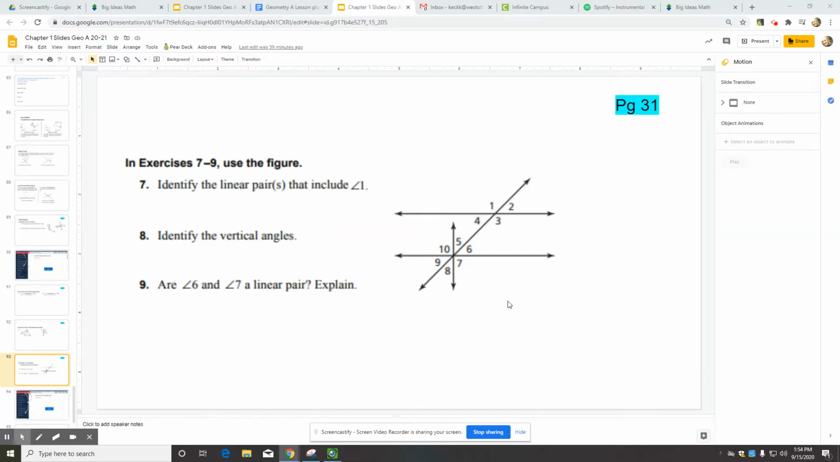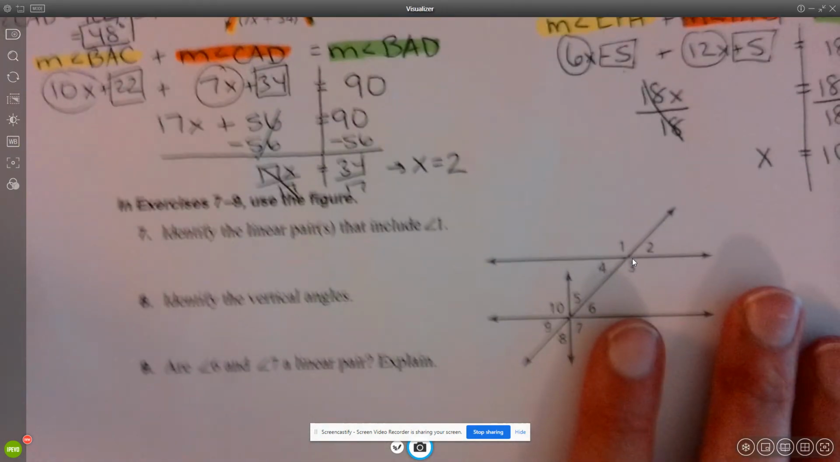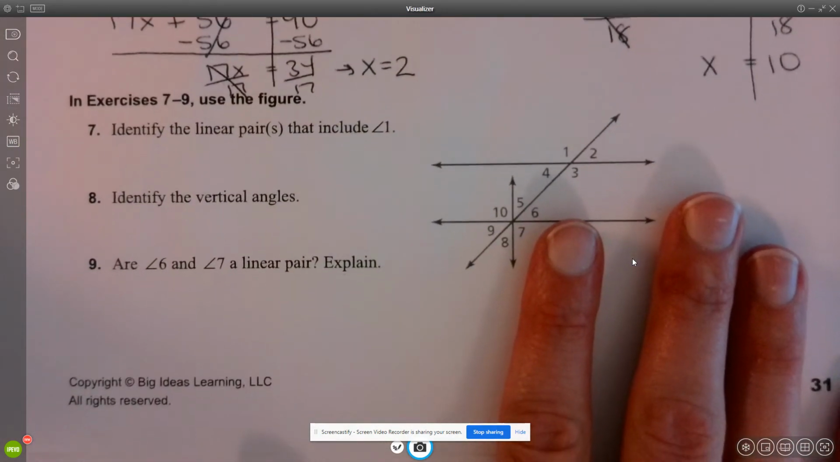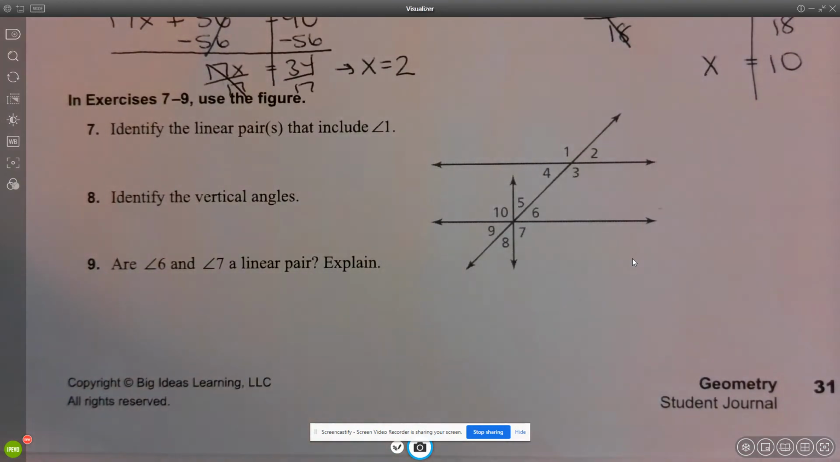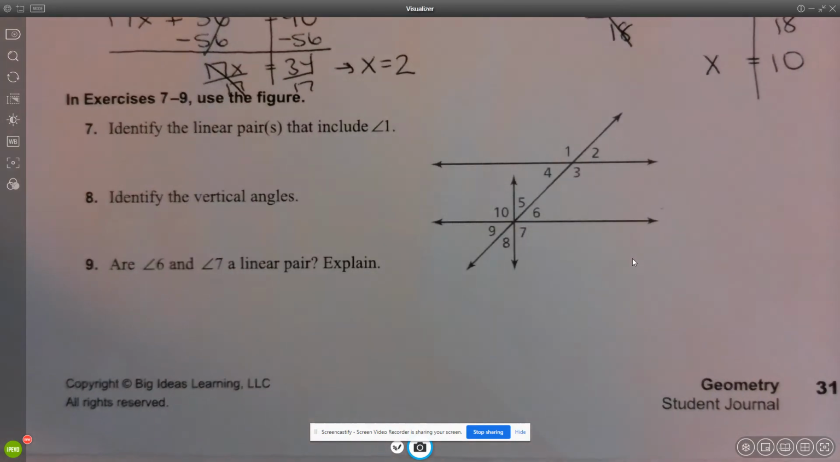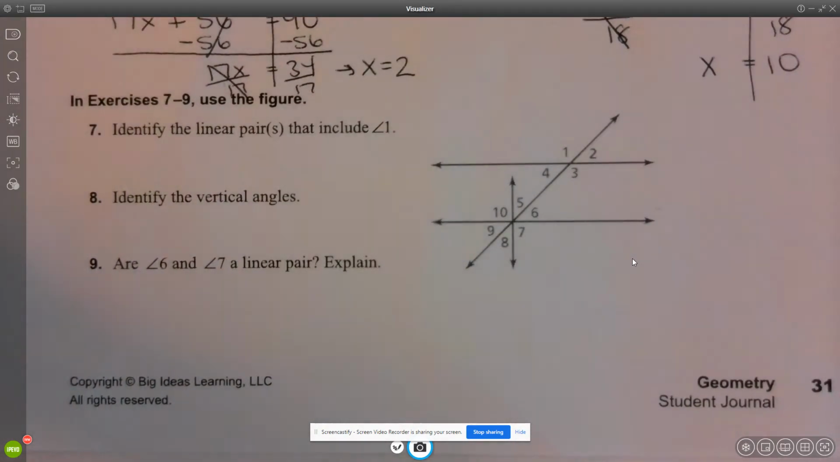In this video, we're going to complete 7, 8, and 9 on page 31 for lesson 1.6. So again, we're on page 31. In 7, 8, and 9, we're going to be using this figure to answer some questions. In number 7, it says, identify the linear pairs that include angle 1.